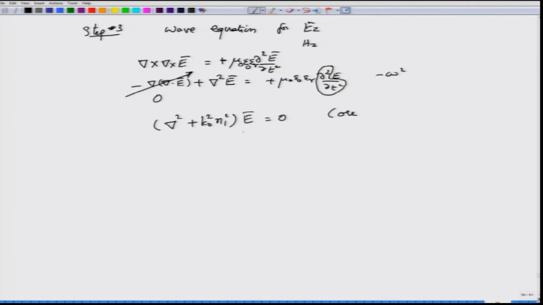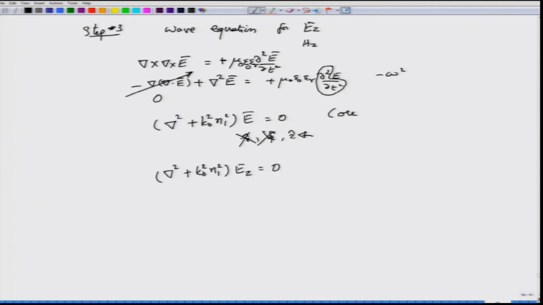Again, this electric field will have r component, phi component and z component. We do not want any wave equation for r and phi, because we want a wave equation for the z component. So, the equation for the z component will be del square plus k0 square n1 square in the core, Ez equals 0. This is the Helmholtz equation.